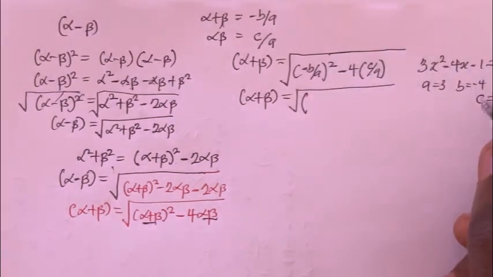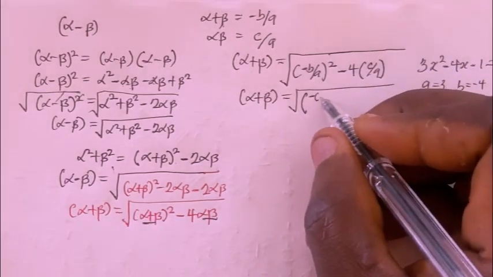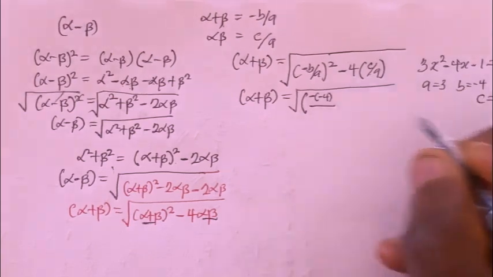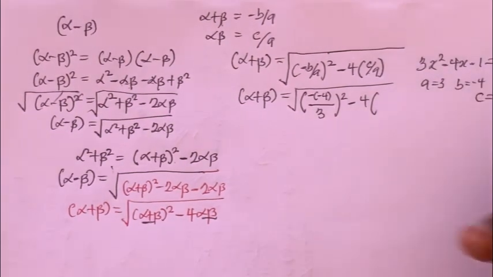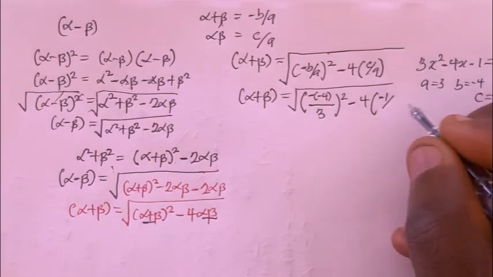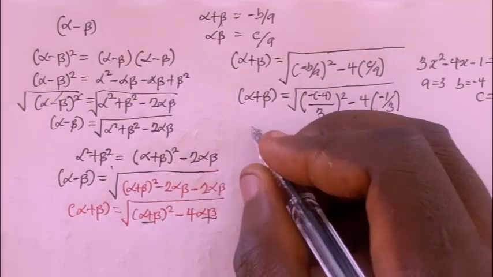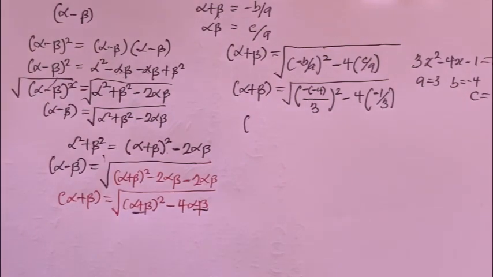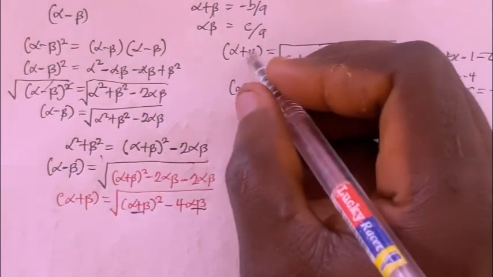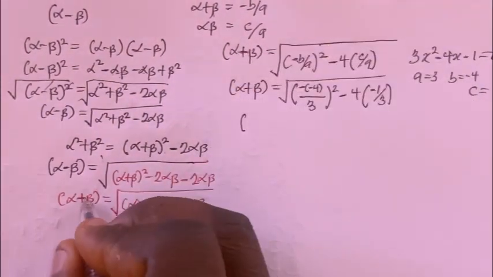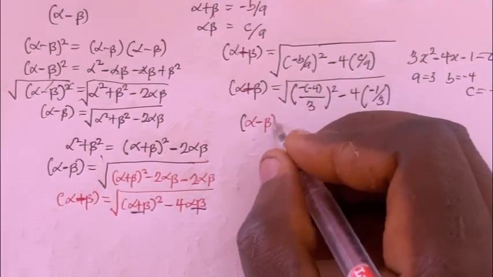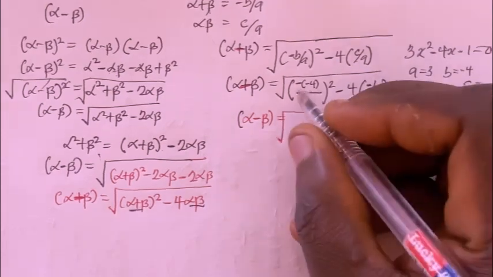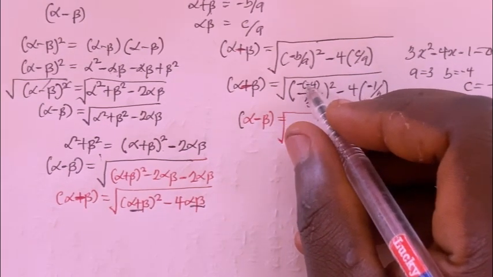Then minus b, which is actually minus into brackets minus 4, right? Divided by a, which is 3, all squared. Then minus 4 into bracket c, which is actually minus 1 divided by a, which is 3. Exactly. Then, sorry, this should be alpha minus beta. This should be minus, not plus. Then here we're going to have alpha minus beta equal root of, now minus 4, this is actually minus times minus, that's actually plus.